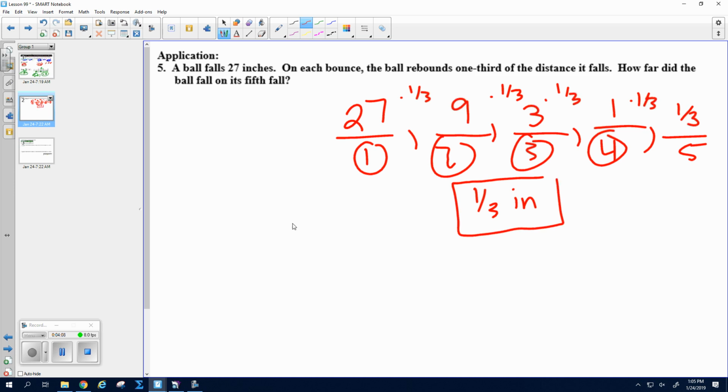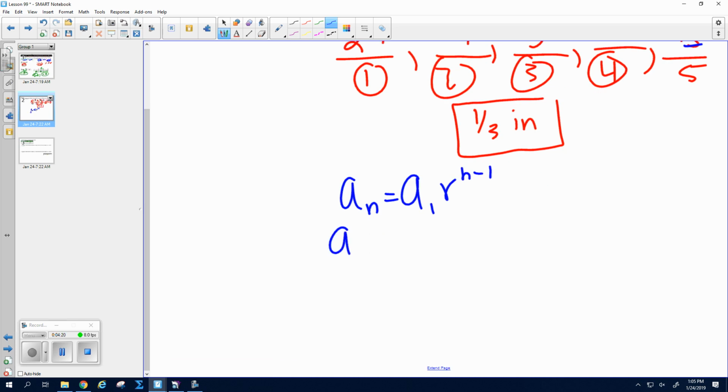The other way you could do this, because we are multiplying by a common ratio, we could use the geometric formula. This is a great way to do it. So I want to find the 5th one. The first one falls at 27 inches. We don't know, oh yeah, we do know our r, because our r is 1/3, right? That's what we're multiplying by every time. And I want to find the 5th one, so that's 5 minus 1.